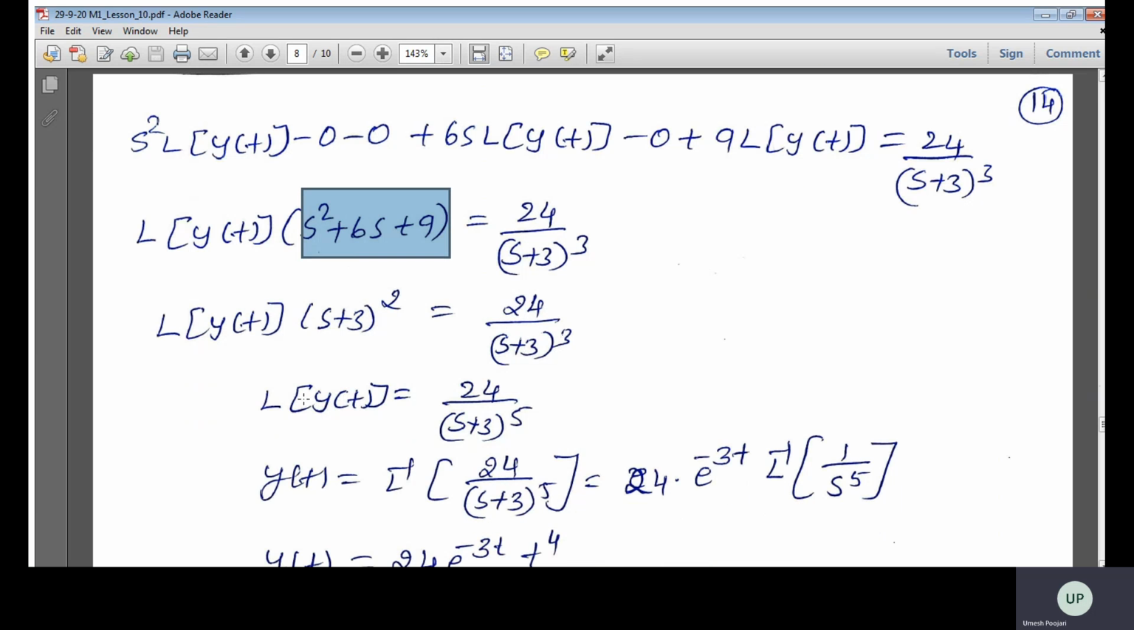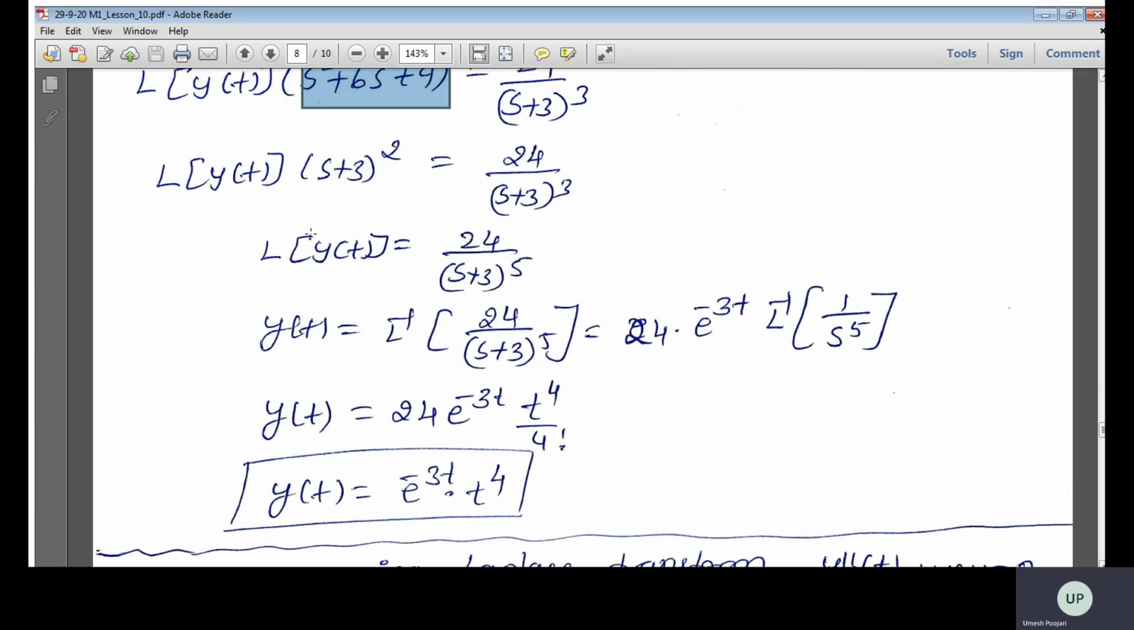Now if you keep L of y of t on the left hand side, the right hand side term will be 24 divided by s plus 3 whole power 5. Then how will you find y of t? y of t is L inverse of 24 divided by s plus 3 raised to 5. Again you just think now. How will you find the inverse of this? Do we need partial fractions? No, because we don't have a product here.